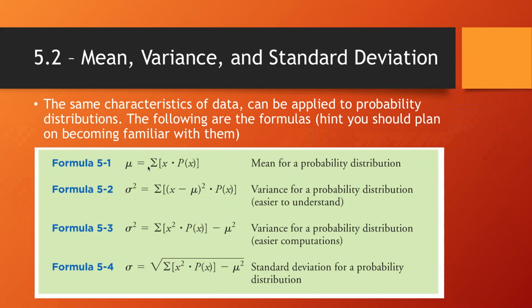The mean for a probability distribution, mu, is equal to the summation of x times p of x. So what happens here is you take the random variable and multiply it by its probability, and then you sum all of those together, and that's how you get the mean. Down here, you take the random variable's value minus the mean, square it, and then multiply it by its probability, and you do that for each term. That is the variance. And obviously, if you want the standard deviation, you just take the square root of it.